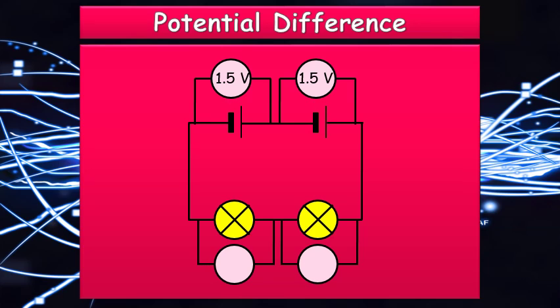Okay, 1.5 volts and 1.5 volts, so that's going to combine to give 3 volts, and as you go through the two bulbs, it's going to again divide evenly, so that's going to be 1.5 volts and 1.5 volts there. Okay, so it's shared evenly.